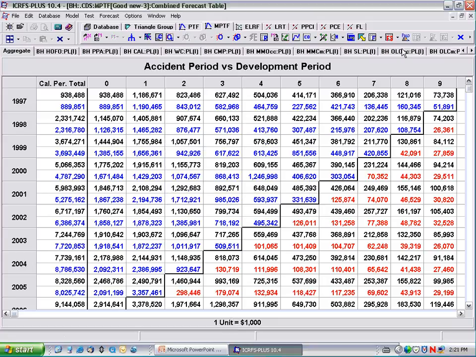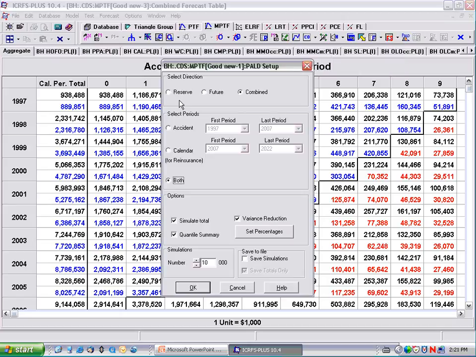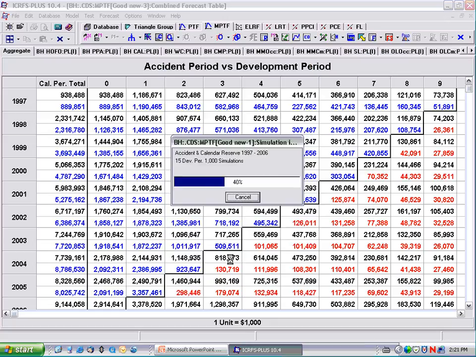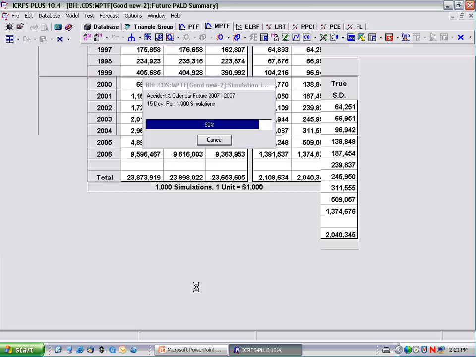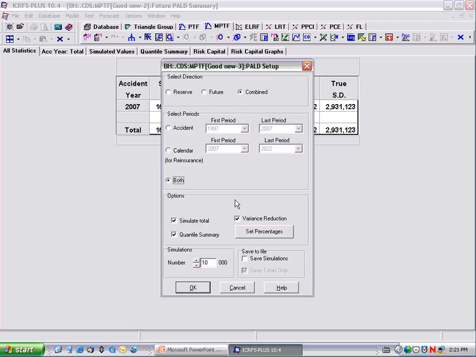But what we're going to do now is, for the first one, we'll do the reserve distribution. Well, we'll only do 1,000 simulations just to speed matters up, in case you're getting tired. Reserve. And I want to show here something that is extremely important. Future, the next underwriting year. And combined.